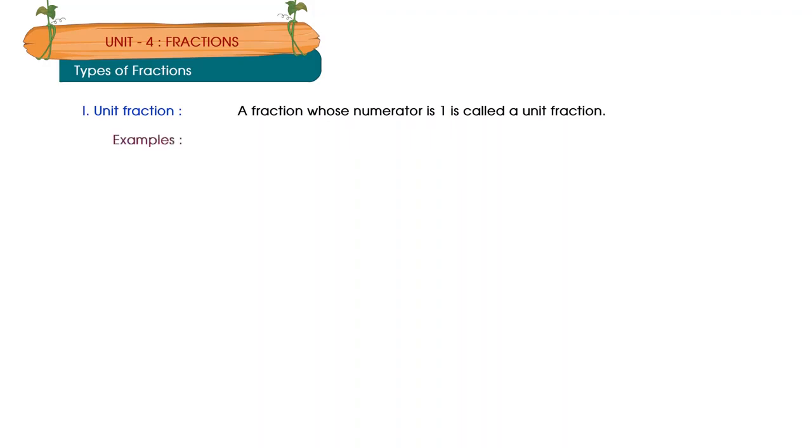Types of fractions. 1. Unit fraction. A fraction whose numerator is 1 is called a unit fraction. Examples: 1 by 2, 1 by 5, 1 by 7, 1 by 9, 1 by 13.